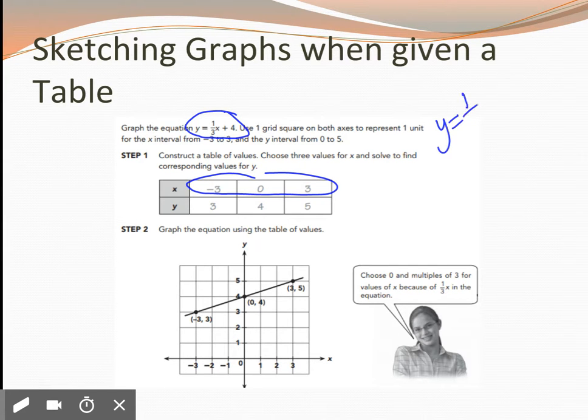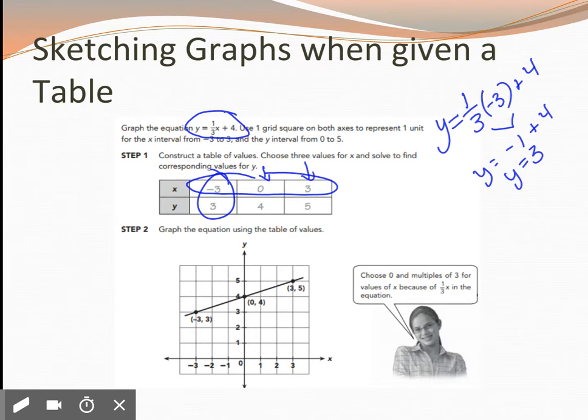They said y equals 1/3. Then for the x, they put in -3, plus 4, to solve for y. So this would be -1 plus 4. So y equals -1 plus 4. So y equals 3, which is where they got -3, 3 as the point here. So for 0 and for +3, they then plugged in the 0 and the +3 for the x value and got the 4 and 5.